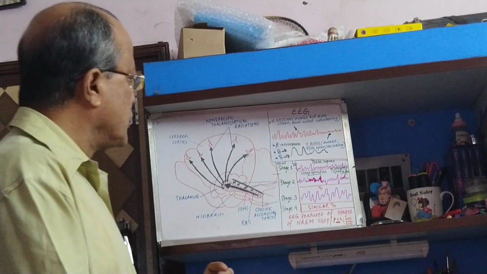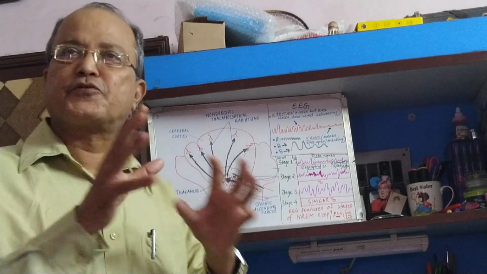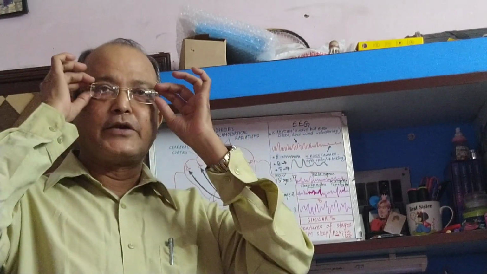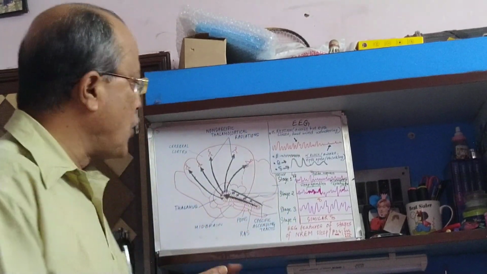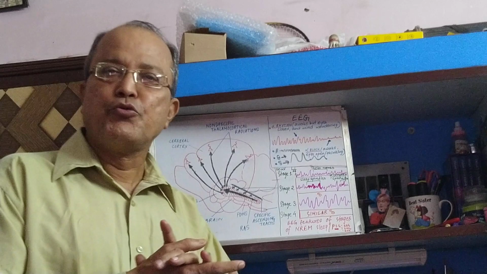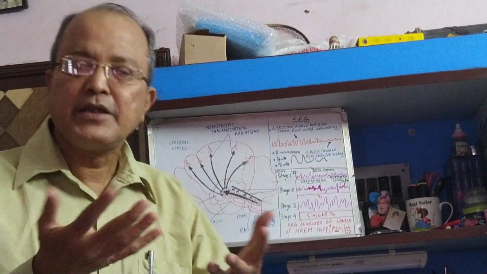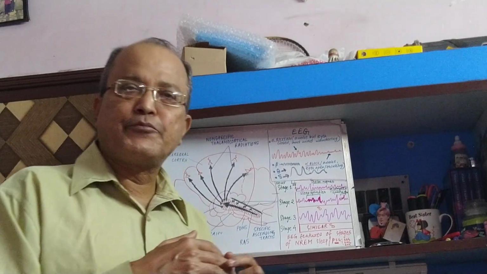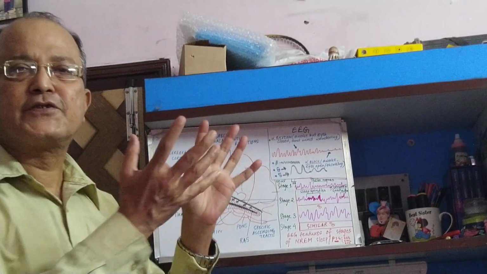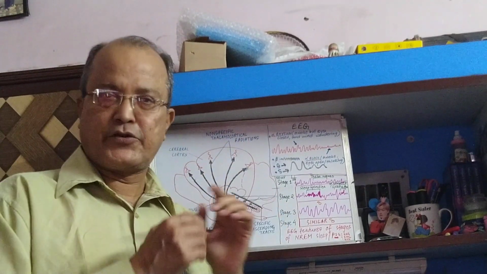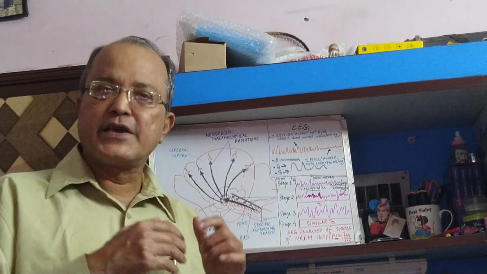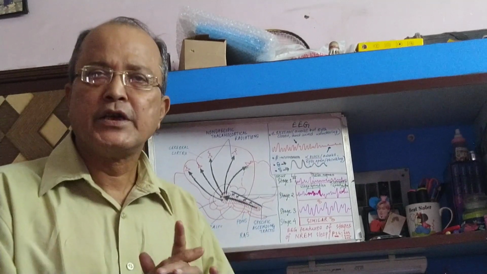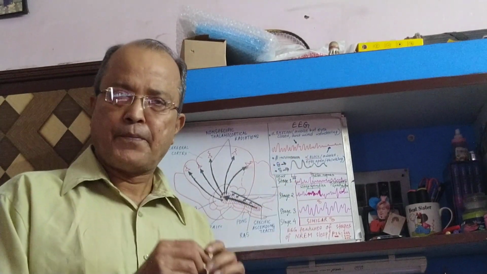Now, we will go to the definition of sleep. It's very difficult to define, I think. Very difficult to define. Why? Because sleep is said to be a reversible physiological condition where the subject is completely dissociated from the environment and is unresponsive to stimuli of different natures.